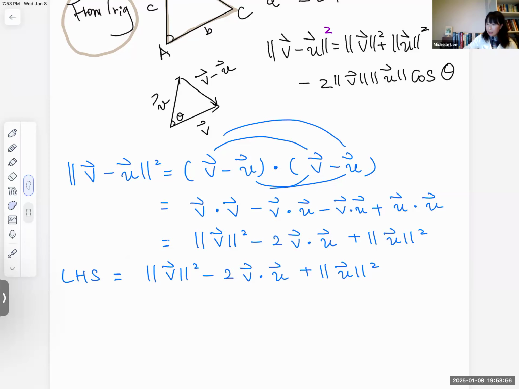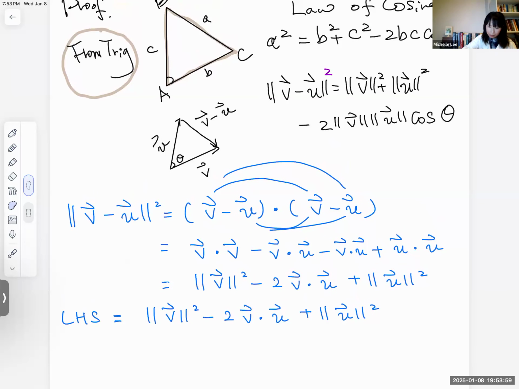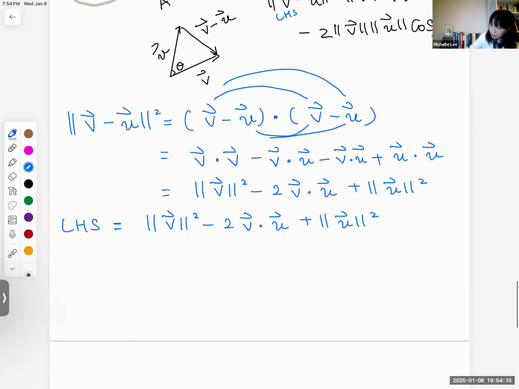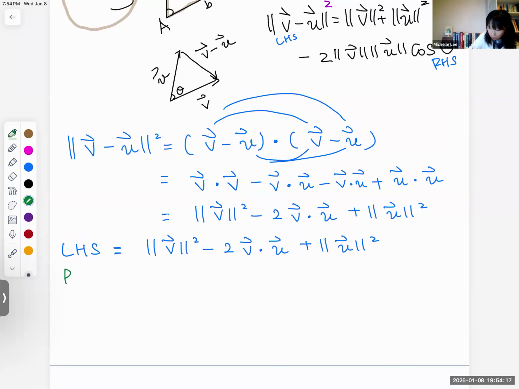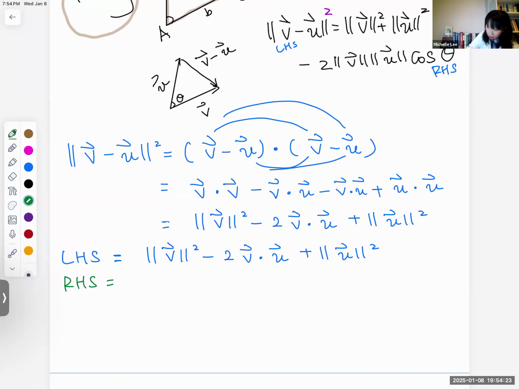Okay. How about the right-hand side? So this is the left-hand side, and this is the right-hand side. The right-hand side, let me copy, is the magnitude of v squared plus the magnitude of u squared minus 2 times the magnitude of v, magnitude of u, cosine theta.